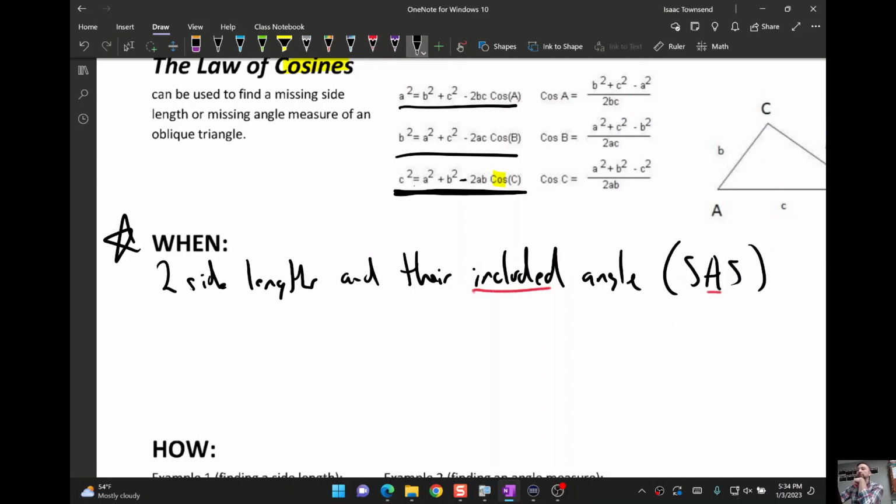Okay, or if you're trying to find an angle, look at what this is where I feel like you don't really need to memorize these, at least in my opinion, because you just look at the formulas and see what you need. If I'm trying to solve for angle A, angle B, or angle C, I need to know side a, side b, side c. But you need to have all 3 side lengths if you want to use it to find an angle.